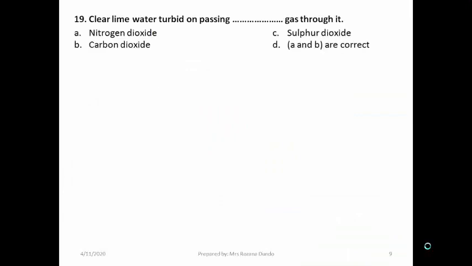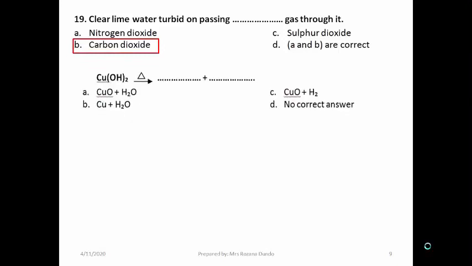Clear lime water turbid on passing, what kind of gas do we have to pass to turbid the clear lime water? Carbon dioxide gas. Let's complete these reactions.